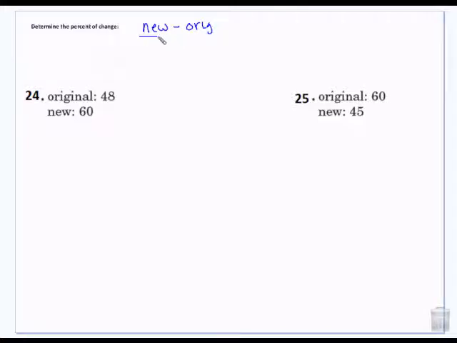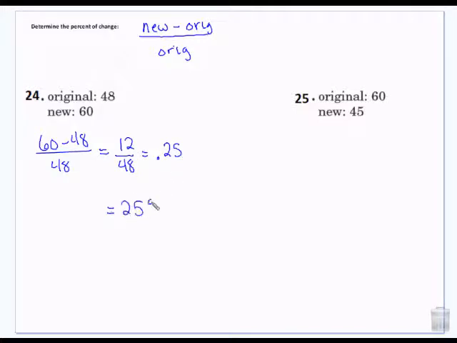Okay, so we're going to determine the percent of change, which remember is the new minus the original divided by the original. So 60 minus 48 divided by 48. So that is 12 over 48, which is going to be 0.25, which is 25%. For this one, we have 45 minus 60 over 60. So that's negative 15 over 60, which is negative 0.25, so that's going to be negative 25%.